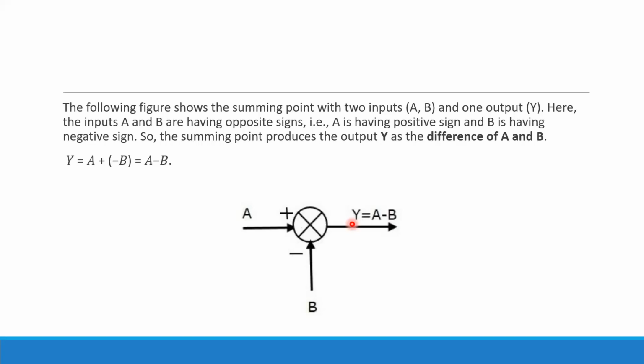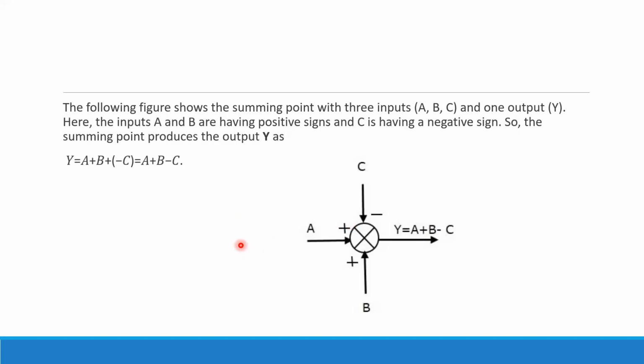Okay, this is the second type of summing point, and there is the third one, which is a combination of subtraction and summation. Here we have 3 different signals A, B and C, in which A is positive, B is positive and C is negative. So A will be added to B, but from this summation C will be subtracted because it has a negative sign. Therefore your output, that is Y, will be equal to A plus B minus C. So these are the 3 combinations possible with the summing point.